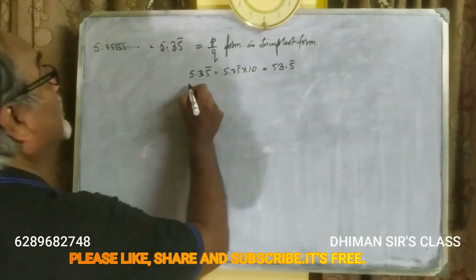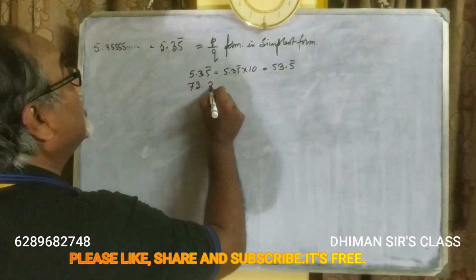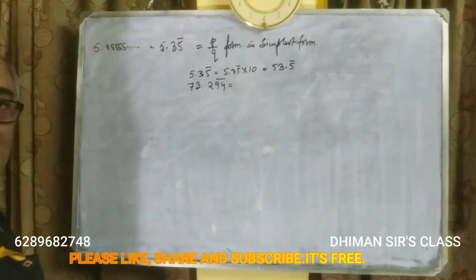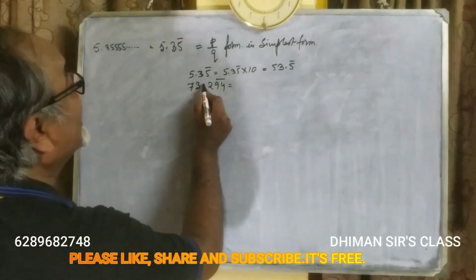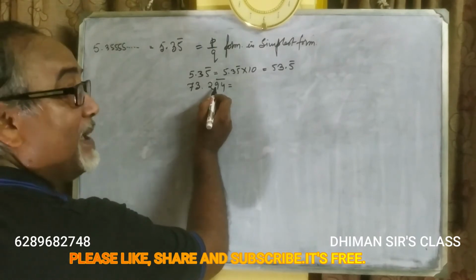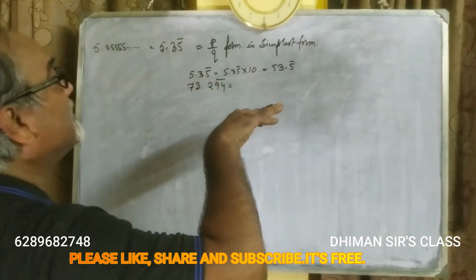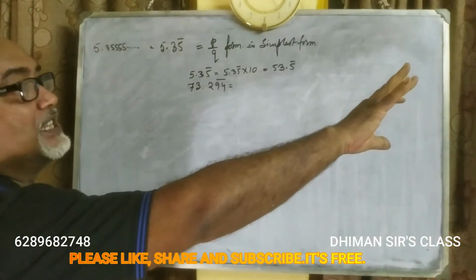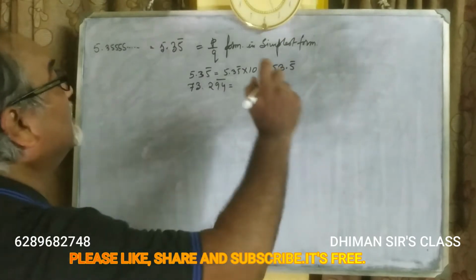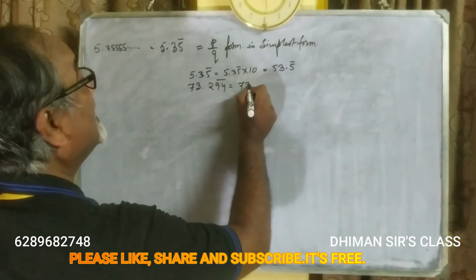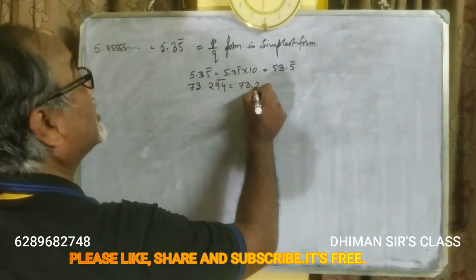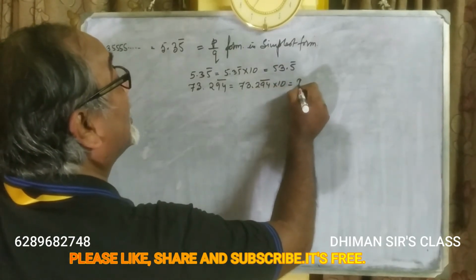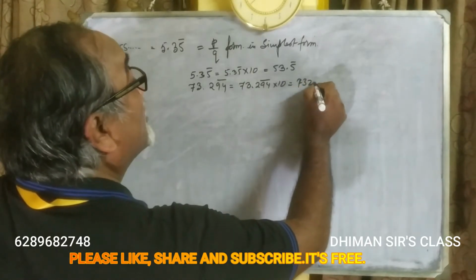But suppose I tell you 73.294 bar. Now what to do? Same thing. We have to bring the decimal here, meaning we have to convert it into such a decimal number where there is no digit on the right hand side of the decimal which has no bar. So in that case, 73.294 bar into 10 is equal to 732.94 bar.